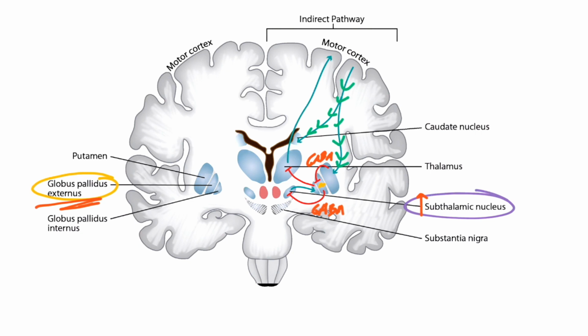So the point is that in the indirect pathway, the motor cortex has stimulated the putamen, which then inhibits the inhibitor of the globus pallidus internus. So the globus pallidus internus can be activated, which leads to inhibition of the thalamus, which actually means there is decreased stimulation of the motor cortex, and therefore decreased movement.